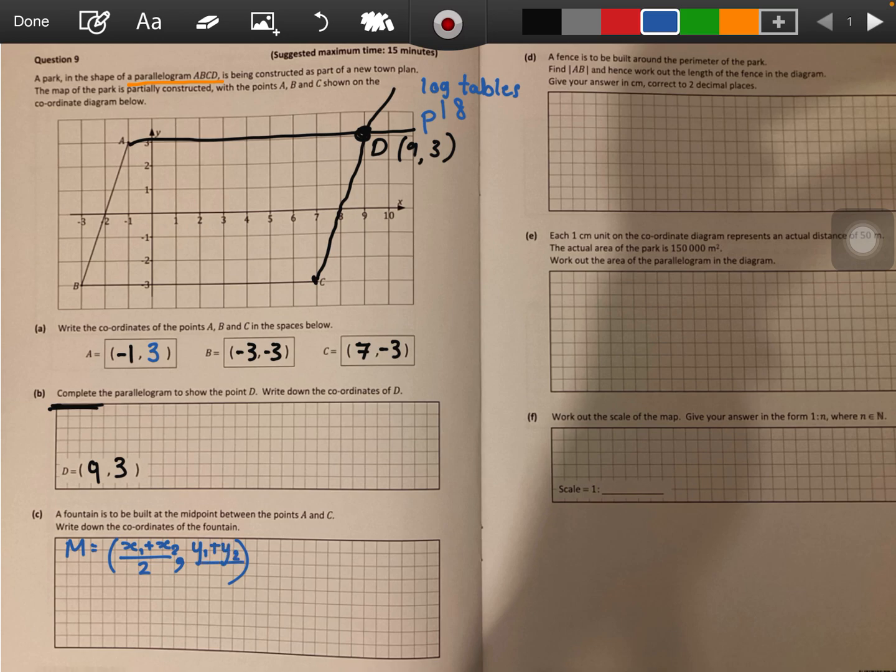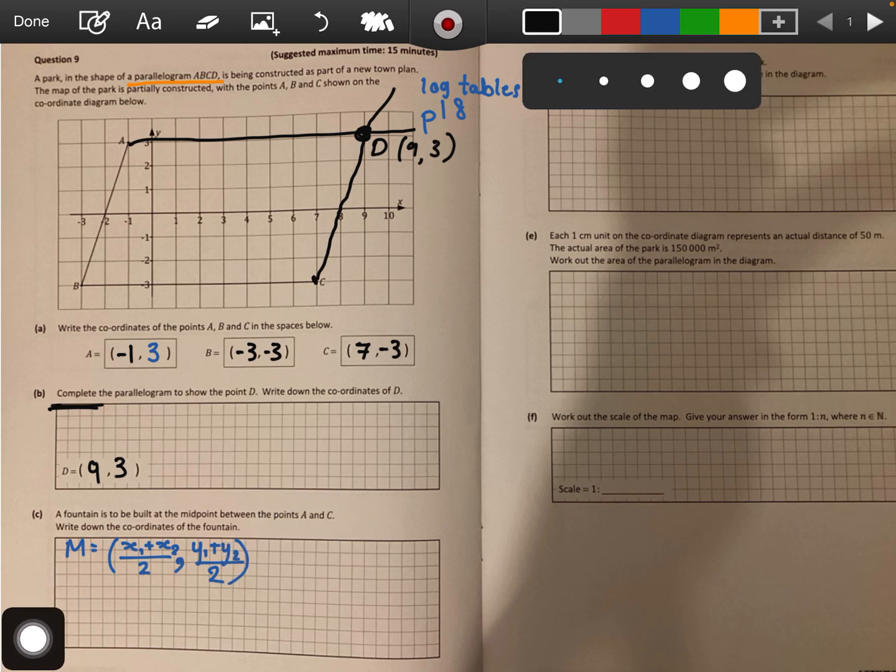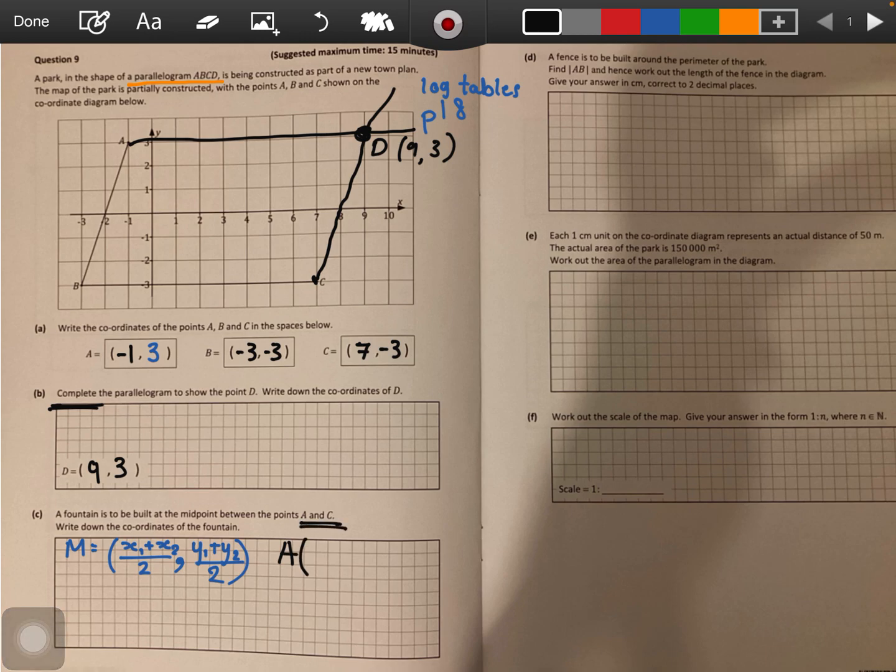Okay, so this is our midpoint formula. We need to use x1, x2, y1, y2. So we are finding the midpoint of the points A and C. Make sure you use the correct points. Okay, A is -1, 3. C is 7, -3. Okay, so it's very important you're using the correct points here.